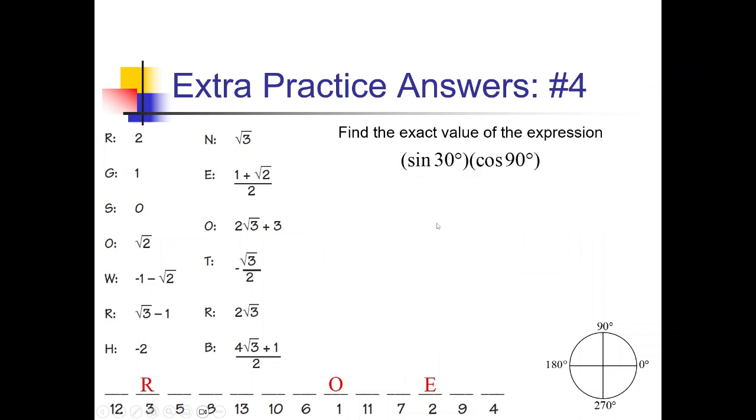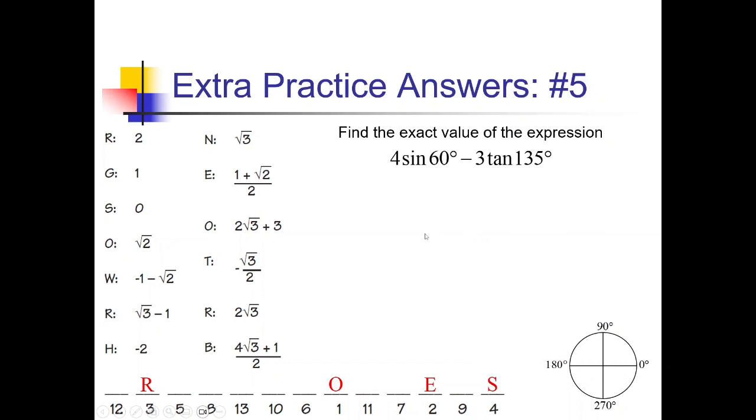For number 4, we've started multiplying trig functions together instead of adding them. This one, it turns out, isn't so bad, though. Sine of 30, we already saw, was 1/2. And now cosine of 90. Cosine is the x value. So I'm asking for the x value at 90 degrees. Since we're on the y-axis here, that x value is 0. So we have 1/2 times 0, which is just 0. And 0 is letter S, so then 4 is S.